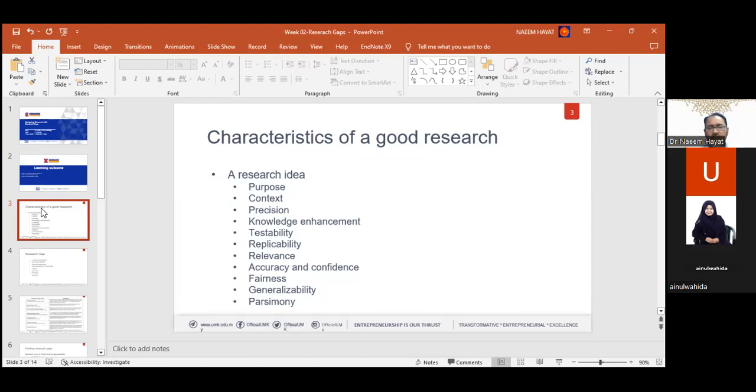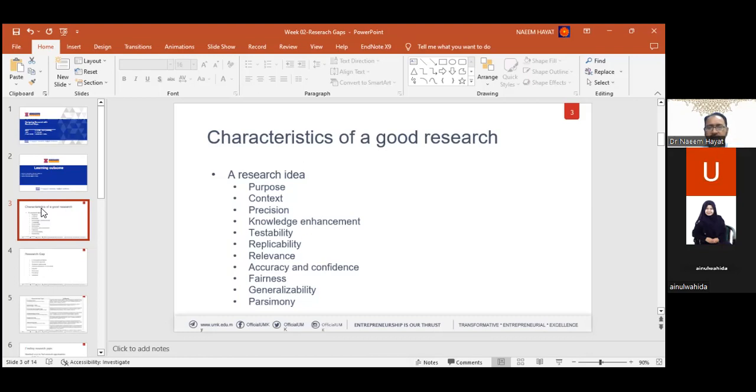So, first of all, a characteristic of good research is that it is based on a research idea that has a purpose. Whenever we are designing a research, it must have a purpose, and that purpose must be documented in the introduction section of the article, or maybe in the mind of the researcher: why is the research conducted, or what is the purpose of the research.